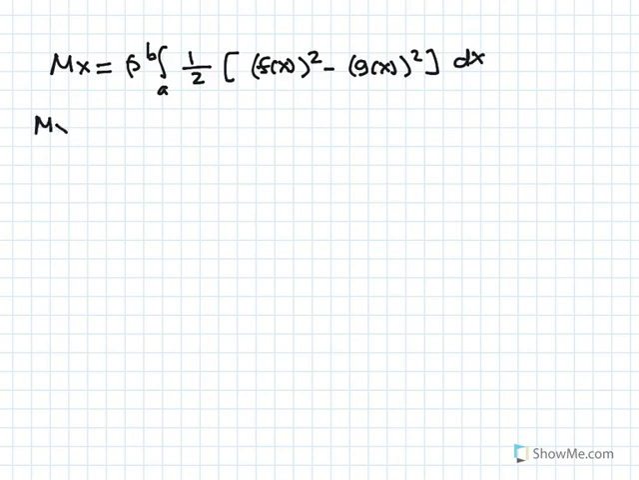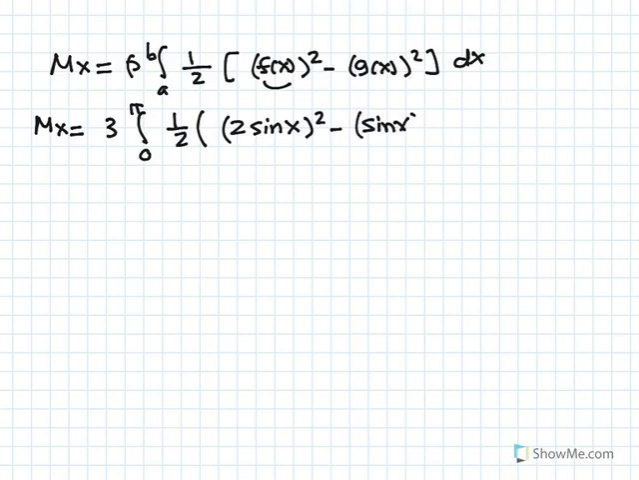The moment with respect to the x-axis is equal to density, which is 3, times the integral from 0 to pi of 1/2 times f of x, the top function, which is (2 sine x) squared, minus the lower function, which is sine x squared, dx. So now let's simplify this. 1/2 is a constant, passes through the integral, so we get 3/2 times the integral from 0 to pi.